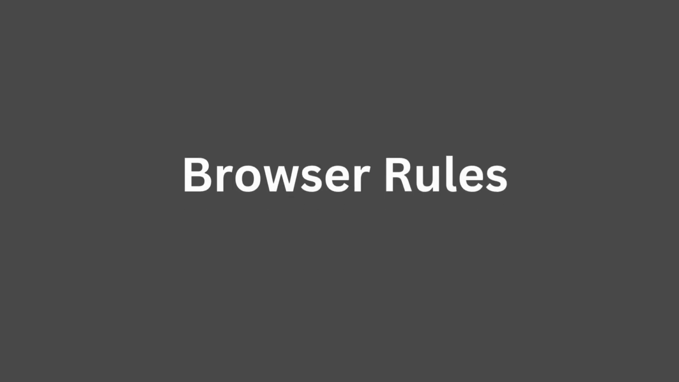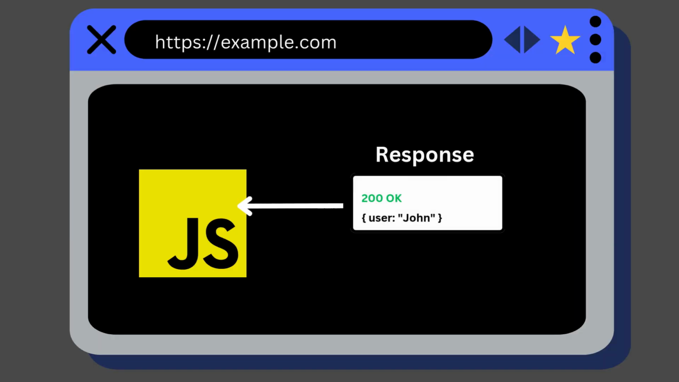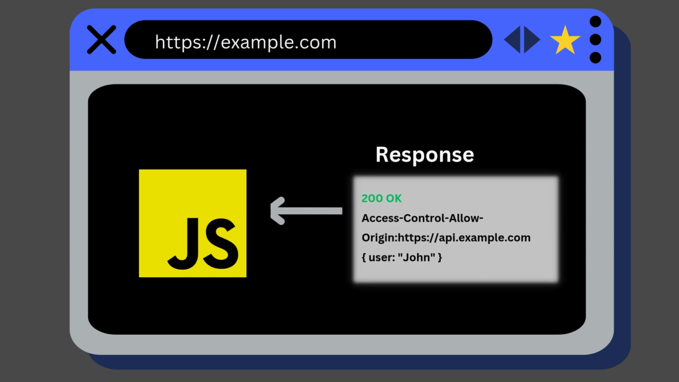Now this introduces an important security rule. Browsers enforce something called the same origin policy. By default, JavaScript is not allowed to access responses from a different origin. To allow this, servers must enable CORS by sending specific response headers. For example, Access-Control-Allow-Origin tells the browser which origins are allowed. If your origin is allowed, the browser lets JavaScript access the response. Otherwise, the response is blocked, even if the server sent it successfully.